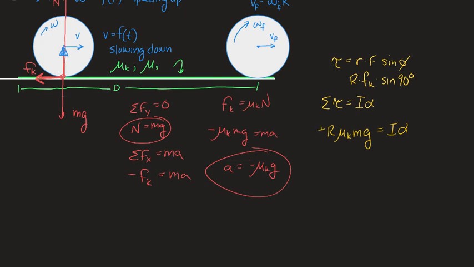And we are intentionally indicating this is a positive acceleration. It is causing a rotation in the direction that we want the system to roll, or that we expect the system to roll. Now, I should solve that for alpha. So alpha equals R mu k mg over I.